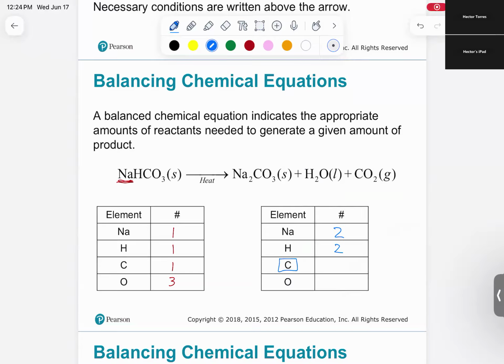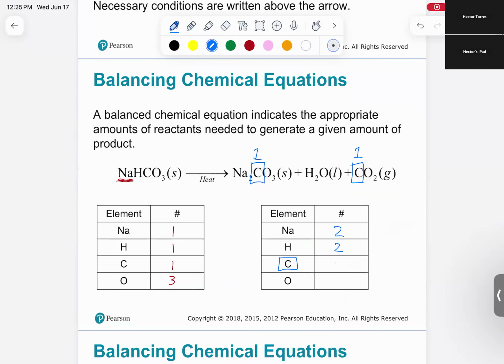Now for carbon, this one's a little bit tricky because there are multiple spots where carbon is found in the products. So carbon is here and carbon is here as well. Make sure to look at all of them and add them up. So we have one carbon here, one carbon here, so we have two in total.